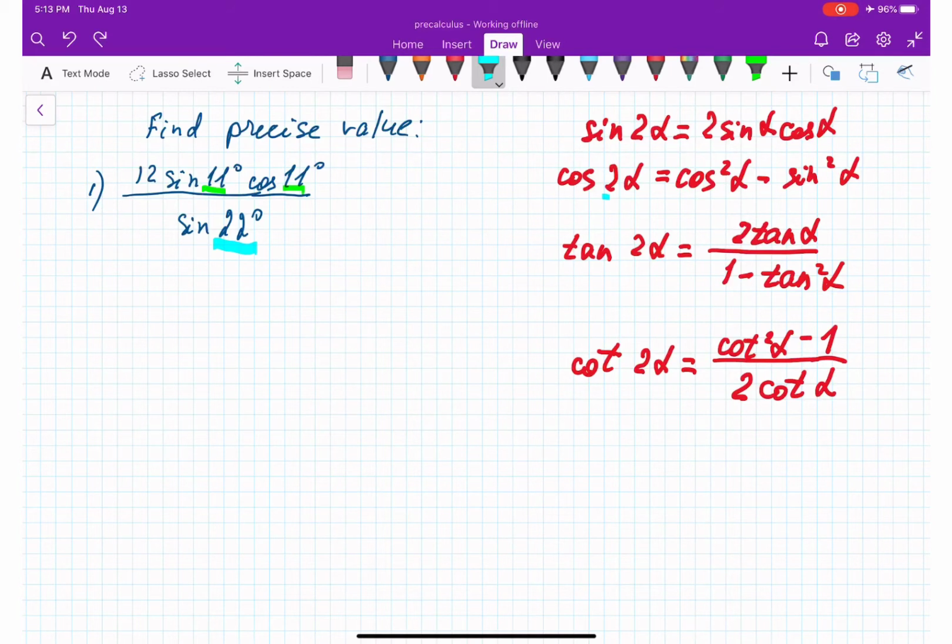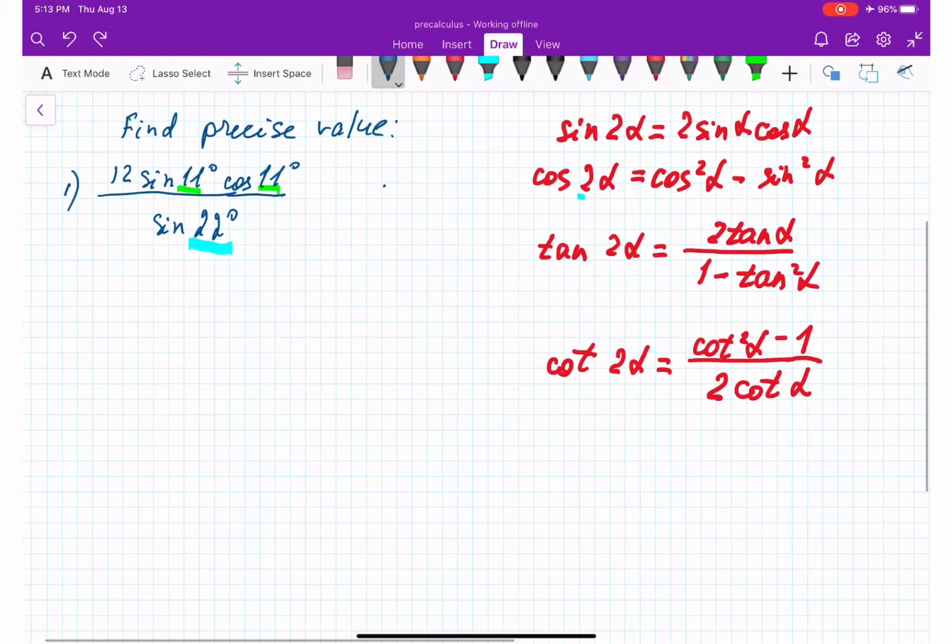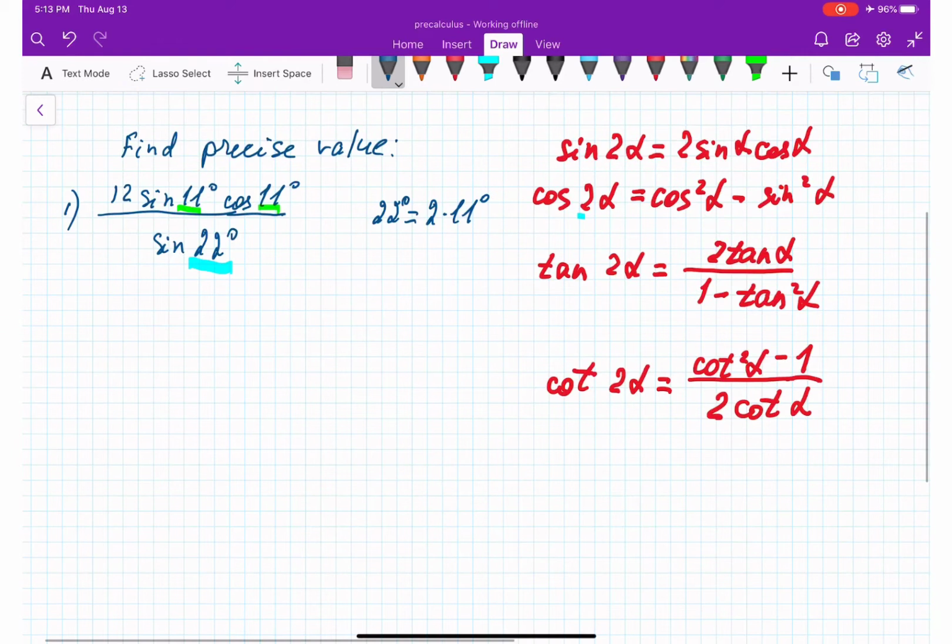Now, in this example, the 12 sine 11 degrees, cosine 11 degrees, sine 22 degrees. At the bottom in the denominator, we have a double angle, right? 22 degrees. And we know that 22 degrees is a double angle of 11 degrees, correct? Okay, so in that case, for the double angle, I'm going to apply formula 1. Here it is.